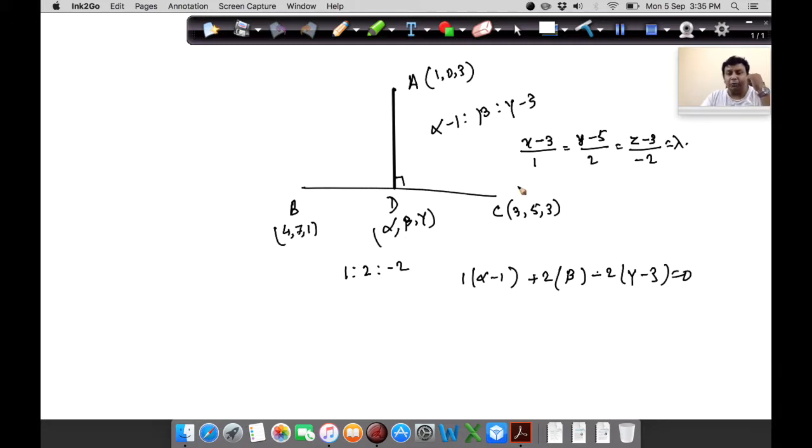Get x, y, z from this, which are nothing but alpha, beta, gamma, because the point lies on the line. Let me make it clear to you. This point alpha, beta, gamma lies on this line. So I will put x, y, z as alpha, beta, gamma and find alpha, beta, gamma in terms of lambda. That we substitute here as usual, and then we get lambda. Knowing lambda, we put it back here and we get the point. Fine.